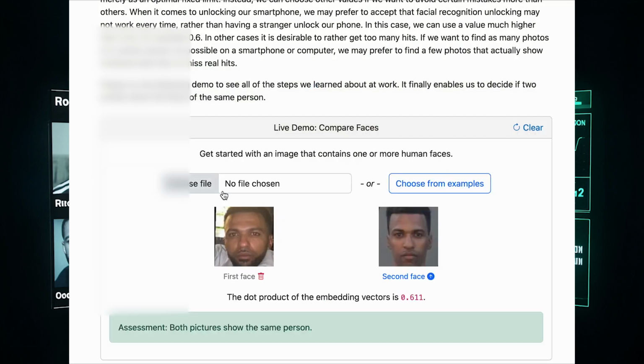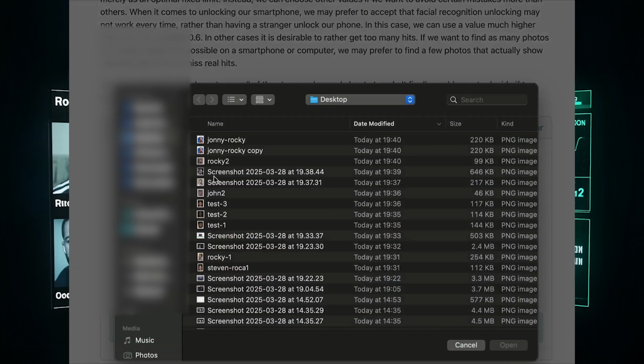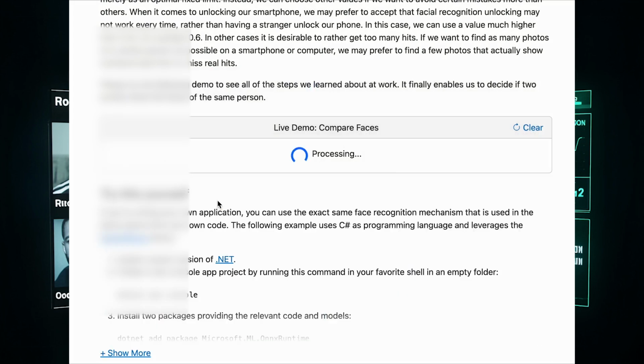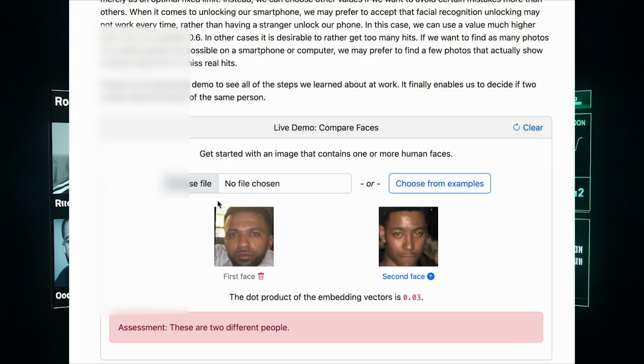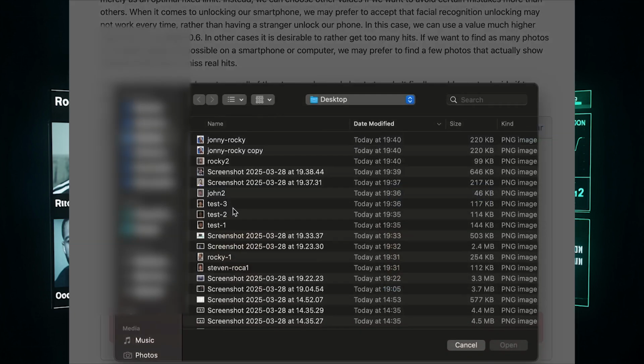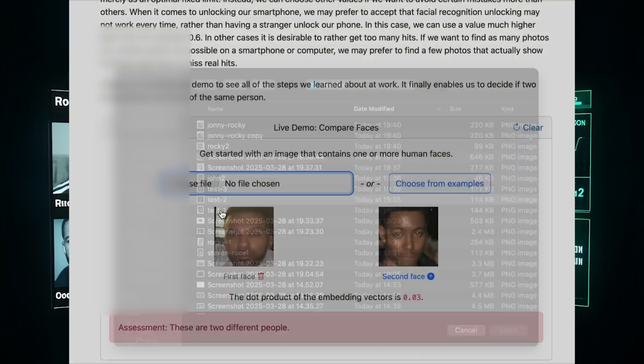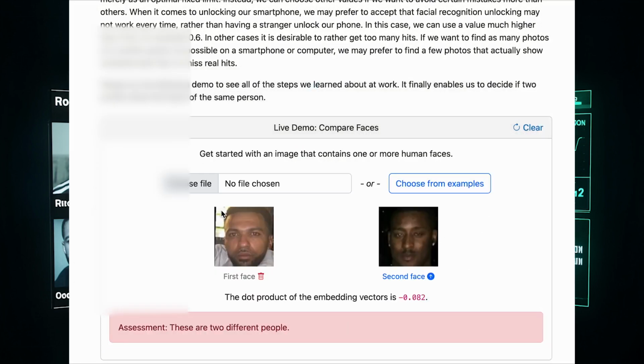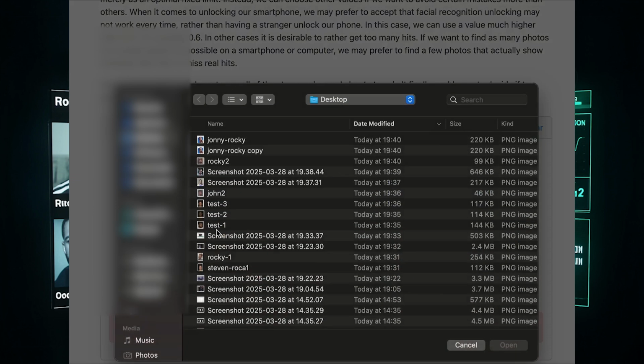Now you might be asking, what score is high enough to say, yes, this is the same person? Great question. We could guess and say 0.5, but through loads of testing with huge face datasets, researchers have found that the best threshold is actually around 0.42. That means if two face vectors score higher than 0.42, we lean towards saying they're the same person. If it's lower, they're probably different people.